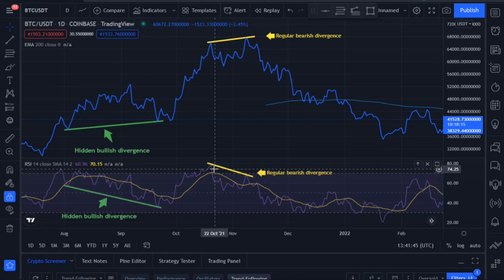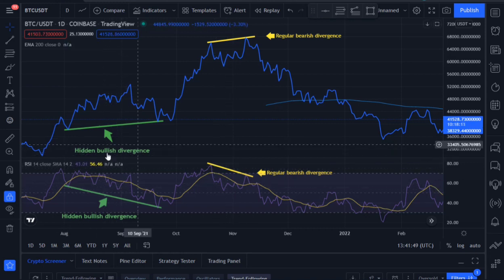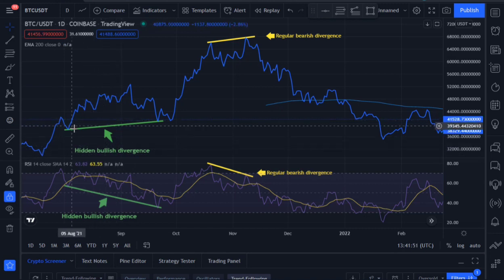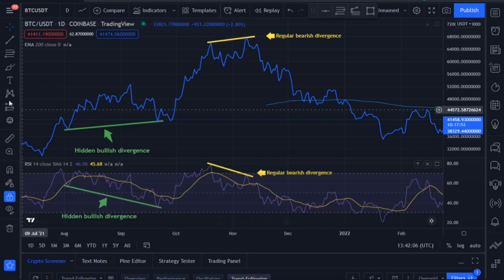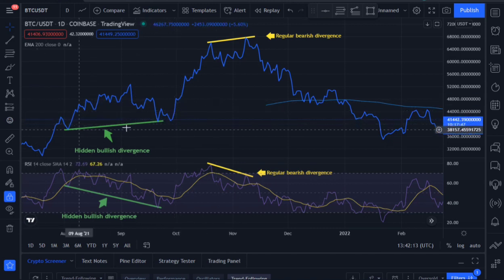While in the hidden divergence, we have the hidden bullish divergence, as you can see over here on your screen. In the hidden bullish divergence, the price keeps forming a higher low, while the oscillator keeps forming a lower low. That's why you see it's slanty, and that's why it keeps going up. You can just plot the trend line on it the moment you've spotted a potential divergence.